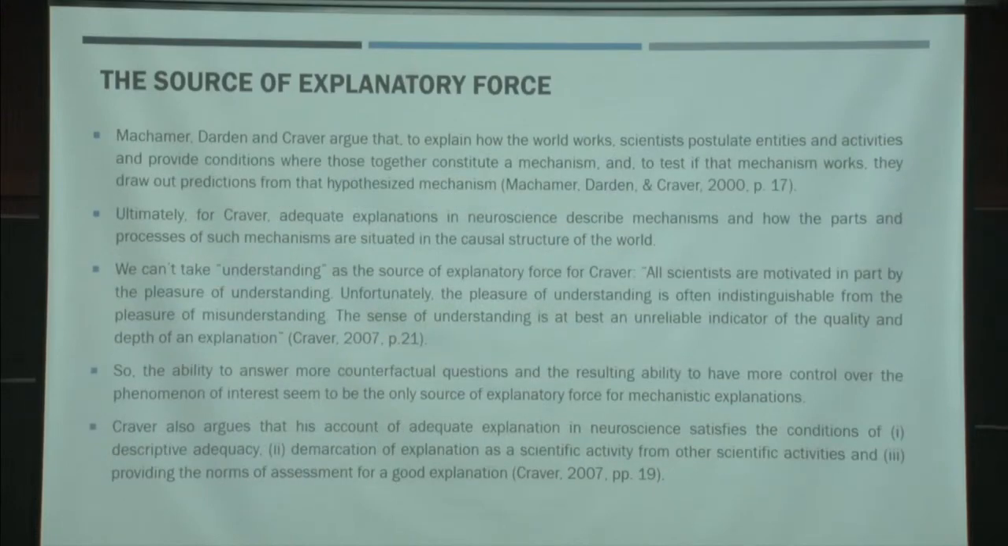There are other authors in the mechanistic camp who also argue that this is how scientists actually proceed. When scientists want to explain how a particular phenomenon takes place, they postulate entities and activities and provide conditions on how those work together to help us draw predictions based on that particular mechanism, and those predictions help us confirm whether the postulated entities and activities are there in the world or not. So for Craver, ultimately, adequate explanations need to give us an account of mechanisms and how such mechanisms are situated in the causal structure of the world.